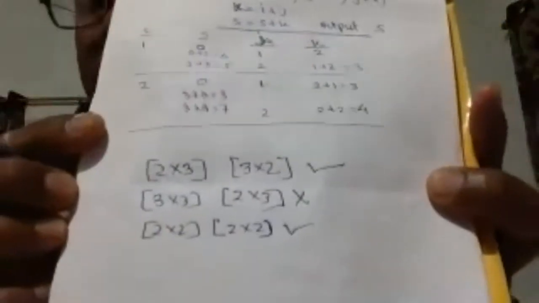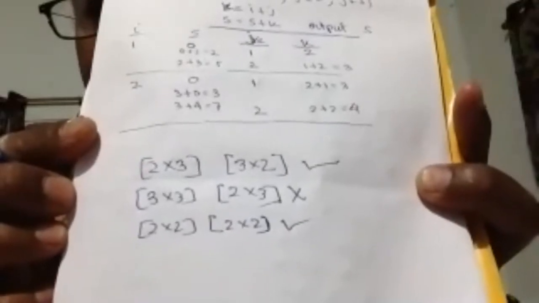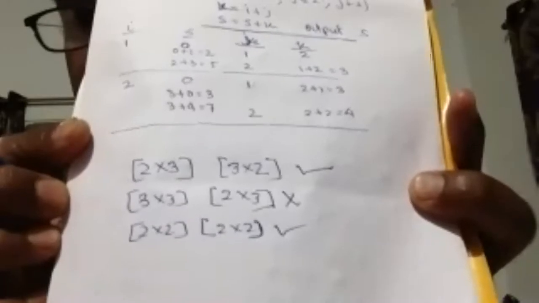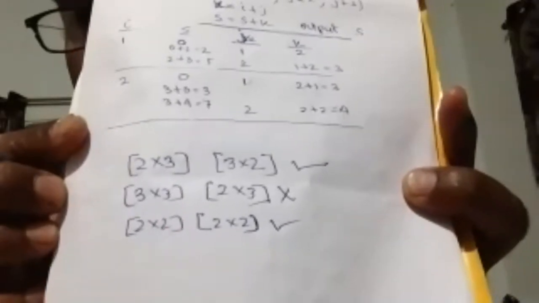3 by 3 and 2 into 3, so this is correct. I have given correct and wrong. It should be a square matrix, with row equal to column and column equal to row, but it should not be 3 by 3 with 2 by 2.